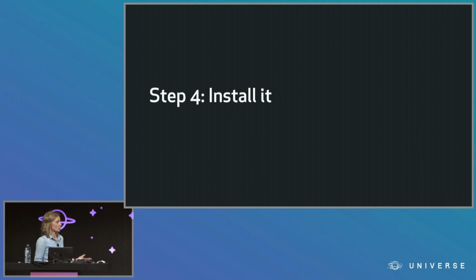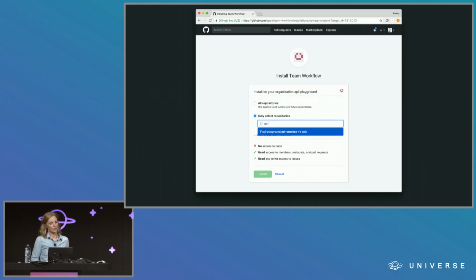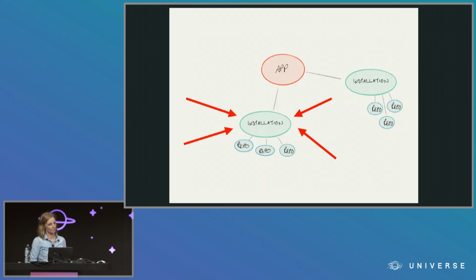And then you install it. You can select whether to do that on all of your account's repos or just specific ones. So here I'm selecting it just to be installed on one repo. Going back to this architecture, if you're building the app, how do you even know about installations?